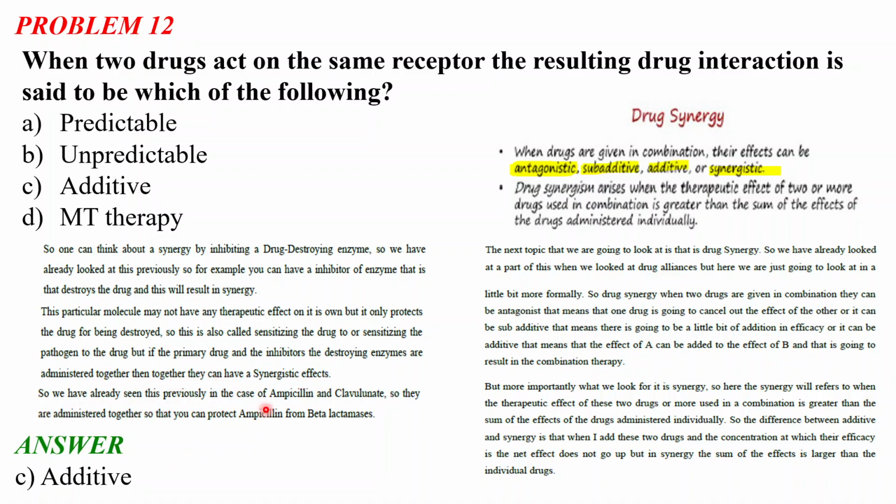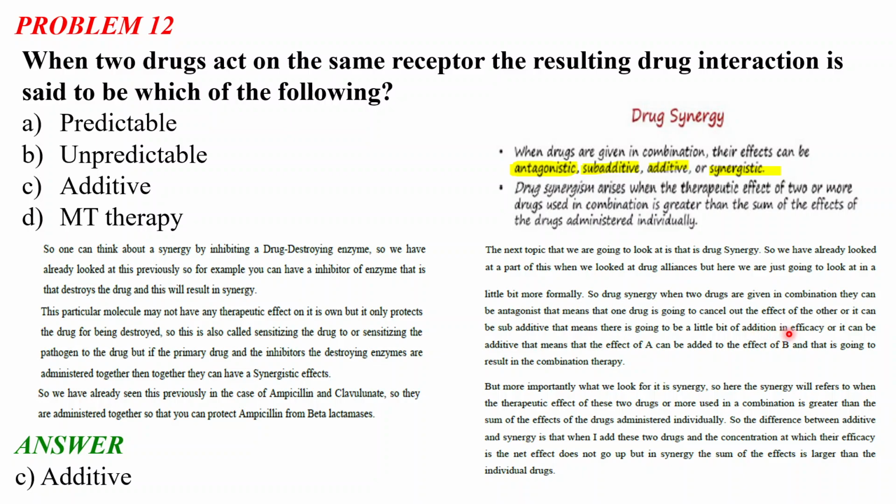We have already seen this in the case of ampicillin and clavulanate. They are administered together, so you can protect the ampicillin from beta lactamase. I think I have discussed this, augmentin, the composition with ampicillin and clavulanate, and they work together, which is also known as this kind of synergy. So with drug synergy, when two drugs are given in combination, they can be antagonistic, meaning that one drug cancels out the effect of the other, or they can be sub-additive.